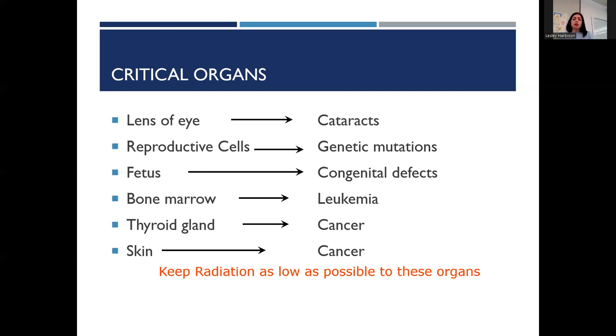The response of a cell to radiation exposure is determined by a couple things. This determines whether or not it's more radiosensitive. The mitotic activity, so that's its cell turnover. Cells that divide frequently or undergo many divisions over time are more sensitive. Cell differentiation: cells that are immature or not highly specialized, so they can kind of become anything, are going to be more radiosensitive. Cell metabolism: cells that have a high metabolism are going to be more radiosensitive.